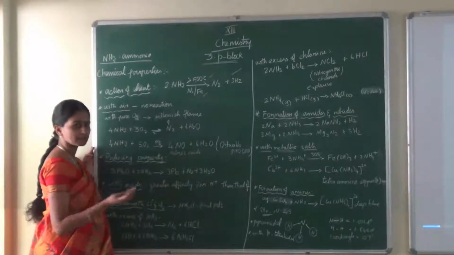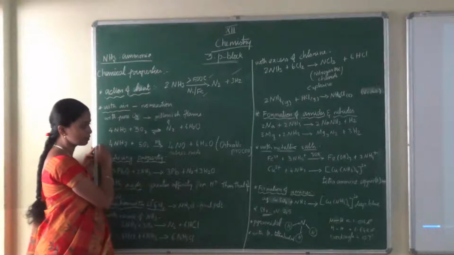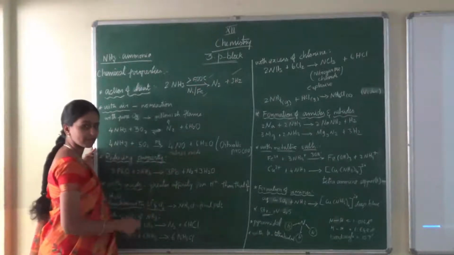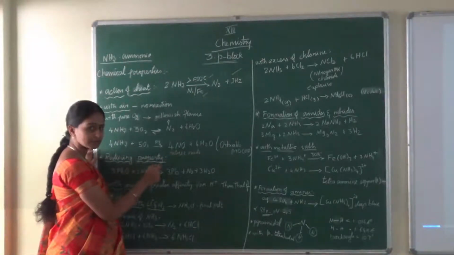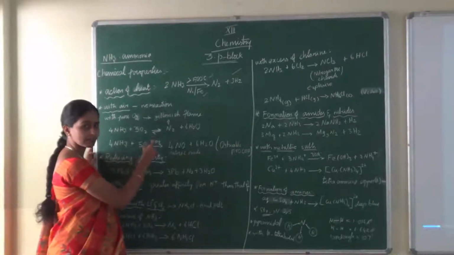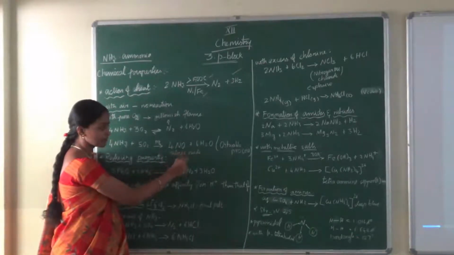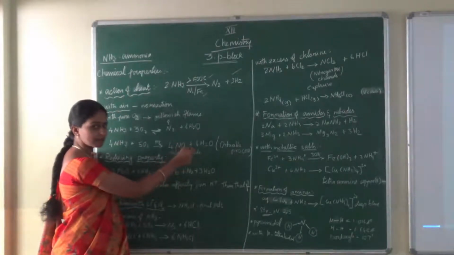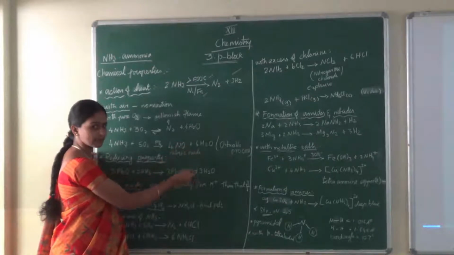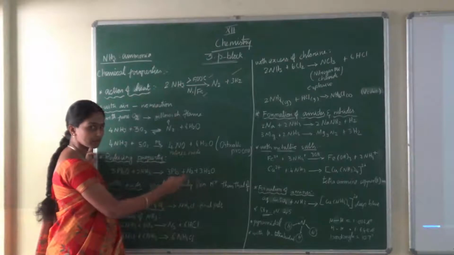If they ask you a 2 mark question, write Ostwald's process, you have to write the following. Now tell me, what is Ostwald's process? When ammonia reacts with oxygen in the presence of platinum catalyst, we will get nitric oxide. From this nitric oxide, we will get nitric acid. The nitric acid preparation will come in the next topic, we will see.